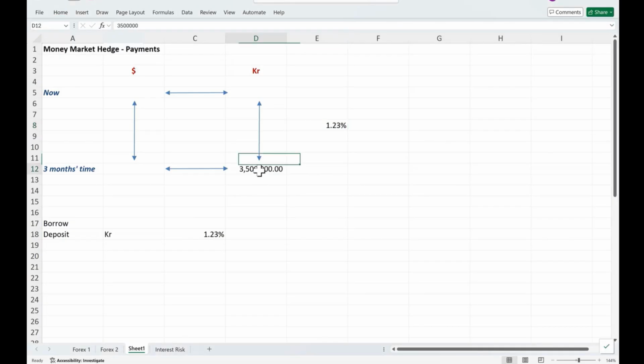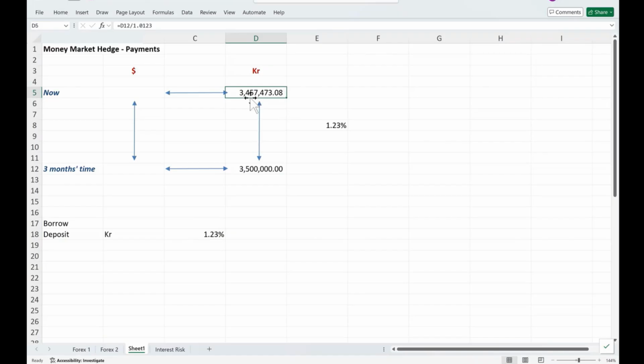So considering that I need 3.5 million after 3 months, and I need money today, if I invest at this rate, how much funds do I need today? So I need to do discounting, a present value conversion. So how should I do this? This divided by 1 plus R. What is the rate? 1.23%. So 1 plus R means 1.0123.